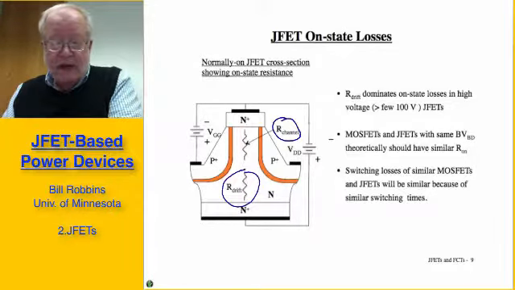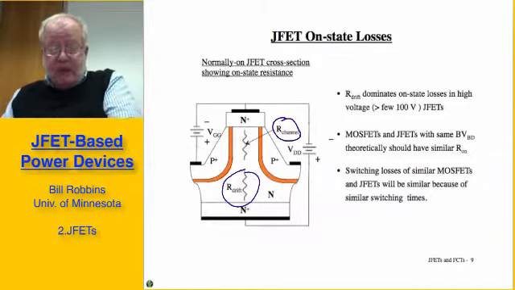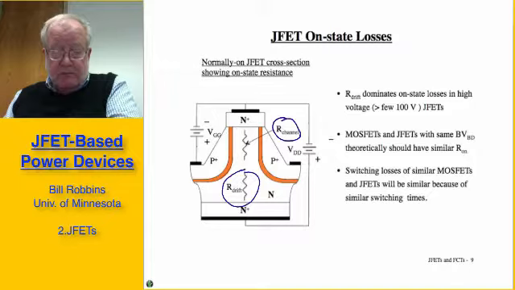MOSFETs and JFETs that have functionality that are equivalent to each other in terms of breakdown voltage and current will have very similar on-state resistances, and thus on-state conduction losses. The switching losses of the JFET are going to be very similar to those of an equivalent MOSFET because they have similar switching times.